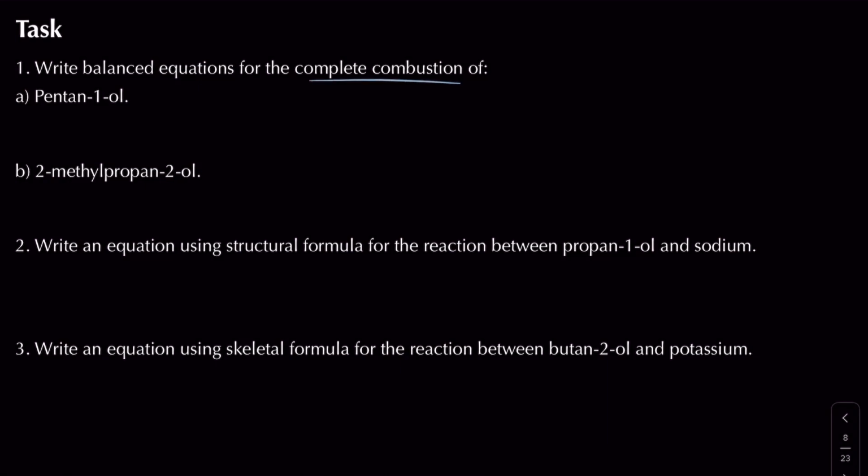So pentan-1-ol, we can draw it out and end up with something that looks like this. Count our number of carbon atoms, hydrogen atoms, and then the oxygen as well. Or we can remember the general formula, which is CnH2n+2O, or you can remember it like this, which is CnH2n+1OH. In this case, I'm going to go with the one on the right. So I've got C5, and then it's going to be H11OH.